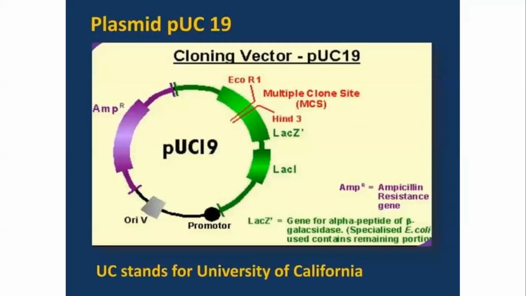So this is an example of cloning vectors, pUC19. Here you can see that they are having the ampicillin resistant gene, that is a selectable marker, the ORI site, the promoter sequence, and these are the restriction sites, EcoRI, HindIII, the multiple cloning sites. Now, lacZ is the gene for beta-galactosidase enzyme in E. coli.